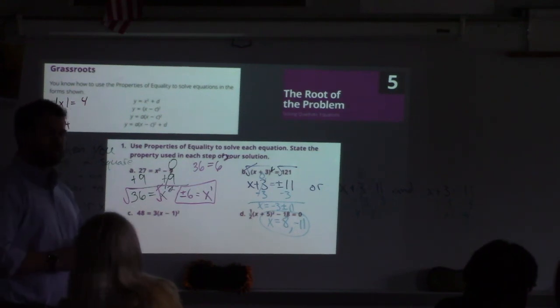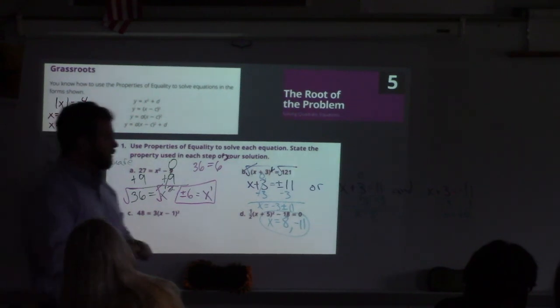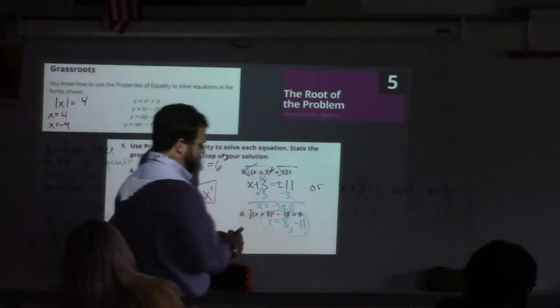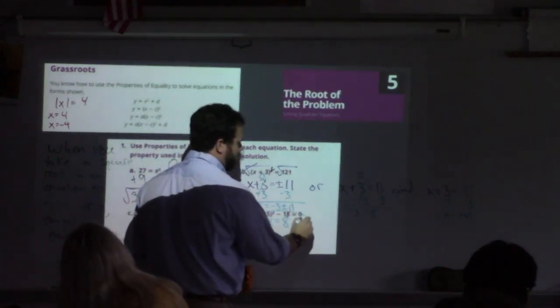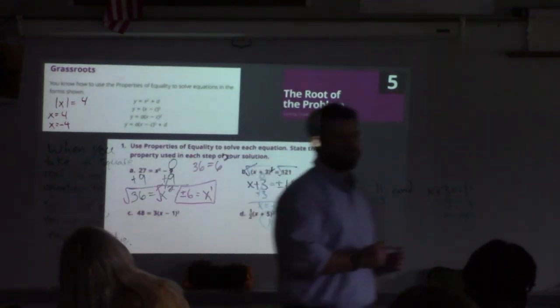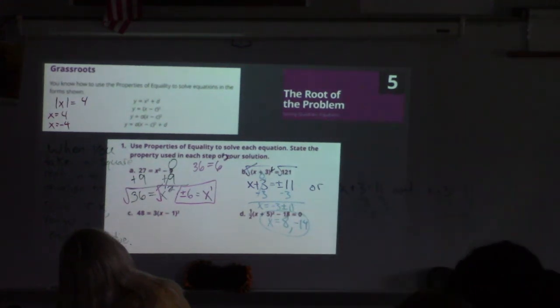Lexi, you look like you have a question. How is one of them negative 11 and the other one negative 14? Well, oh, I miswrote that. Thank you. Because remember, it's negative 3 minus 11 is negative 14. I just miswrote it. Thank you for catching that. Okay?